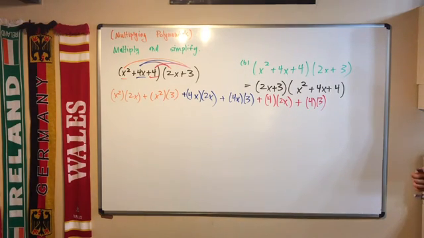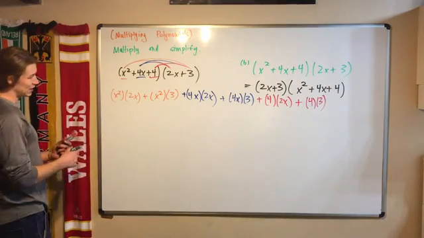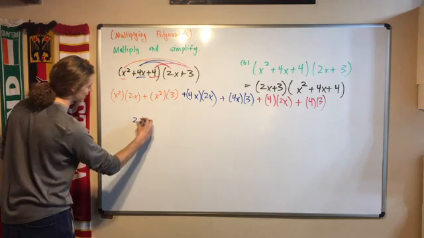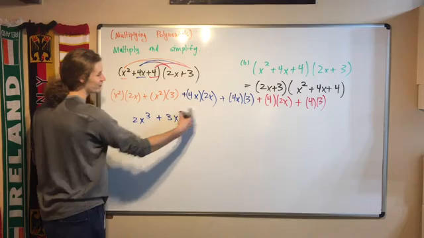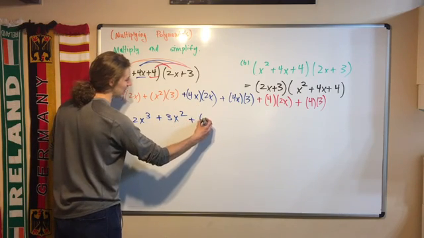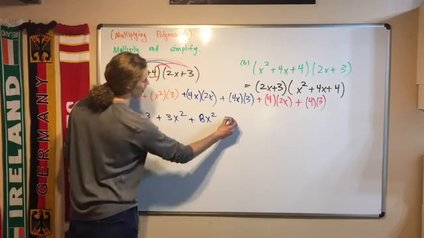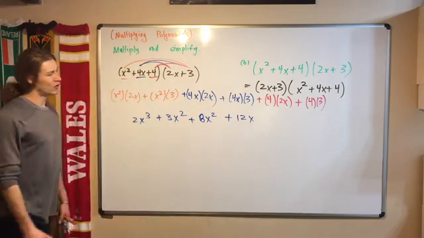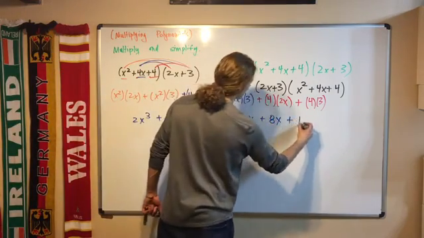Okay. At this stage, we can start to perform some multiplications and see some simplifications. What do we have? X squared and 2x make 2x cubed. X squared and 3 make 3x squared. 4x and 2x make 8x squared. 4x and 3 make 12x. 4 and 2x make 8x. 4 and 3 make 12.